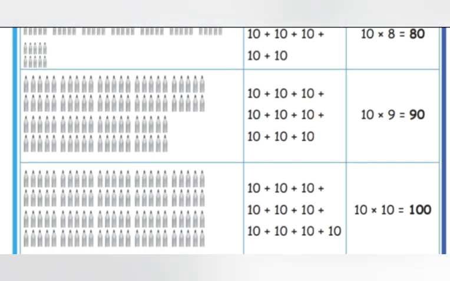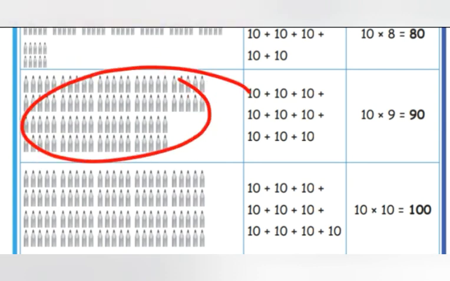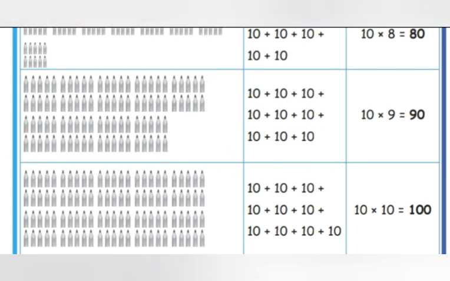Next, 9 times 10. Number of pencils 10, 9 boxes. Total number of pencils 90. The multiplication fact is 10 into 9 is equal to 90.